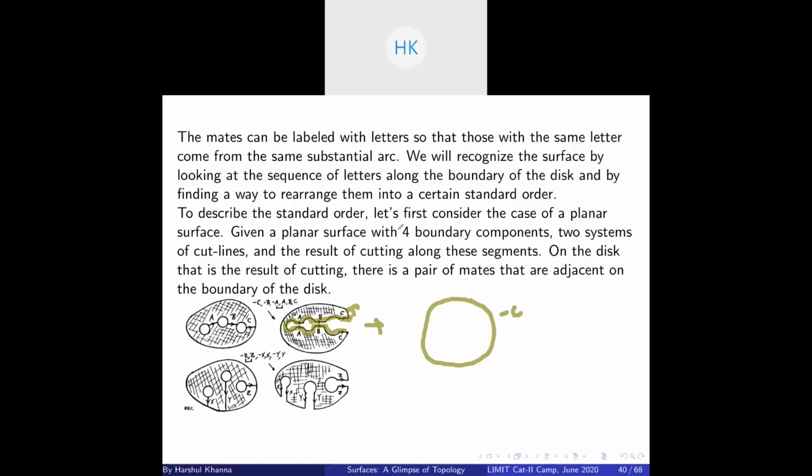So to describe the standard order, we considered these both. Here, the diagram below is another realization of another system of substantial arcs. Now, when I cut along this system, I get essentially minus z, z, minus x, x, minus y, y, right? So I'll try to rearrange them and bring them into a certain standard order. So what is that certain order?